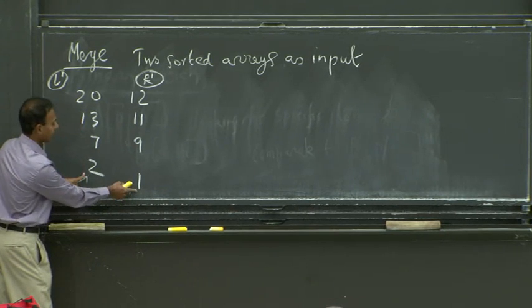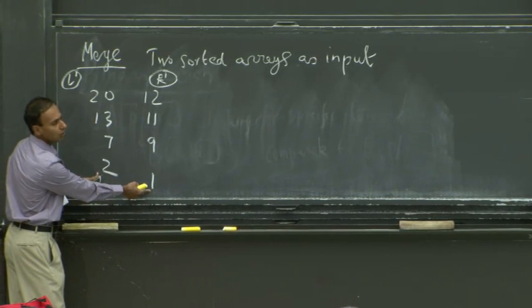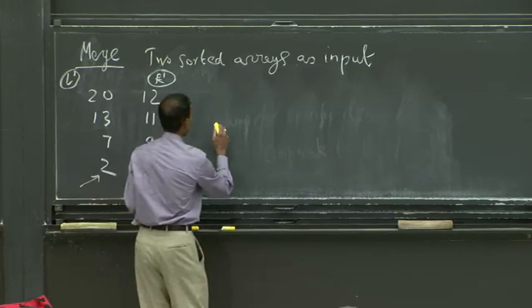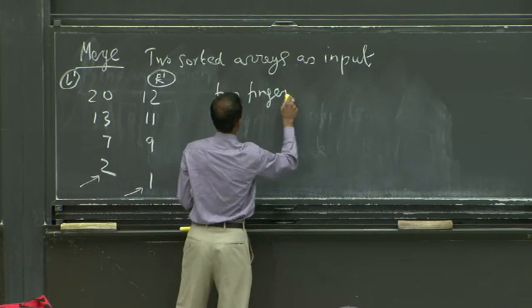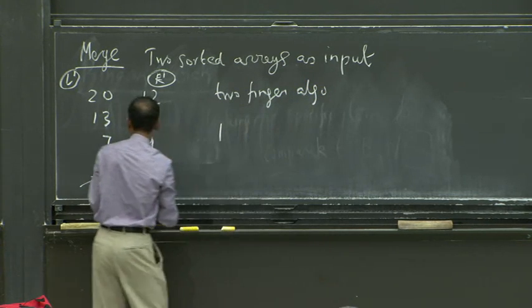And I compare 2 and 1. Which is smaller? 1 is smaller. So I'm going to write 1 down. So this is a 2-finger algorithm for merge, and I put 1 down.